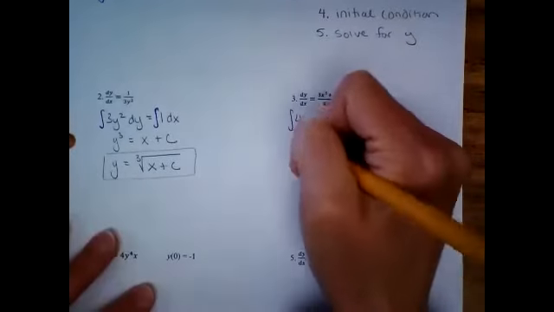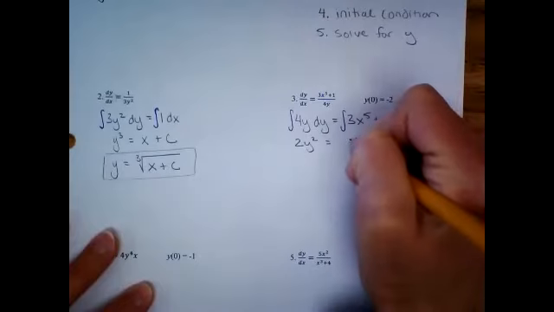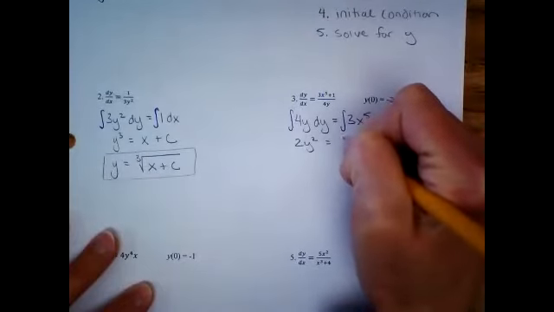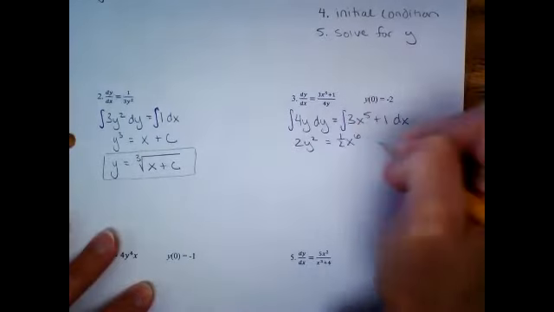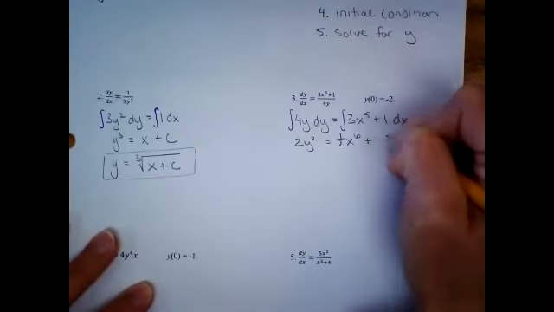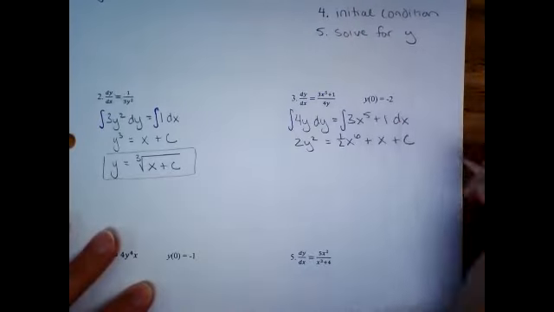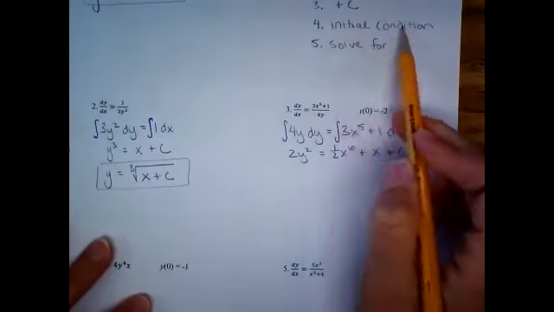So on the left side, that's going to give us 2y squared. Over here, this would be 1/6 x to the 6, but we have a 3 there, so it'd be 3/6, which would be 1/2. So 1/2 x to the 6th plus antiderivative of 1 would just be x, and then plus c at the end. Now we're going to plug in the initial conditions.